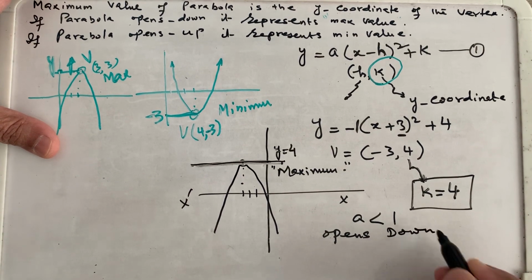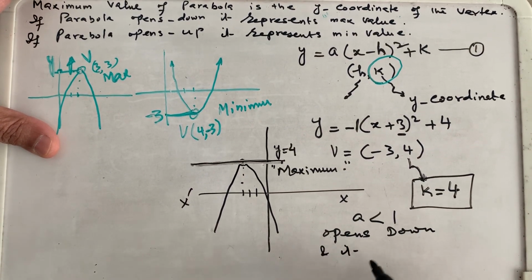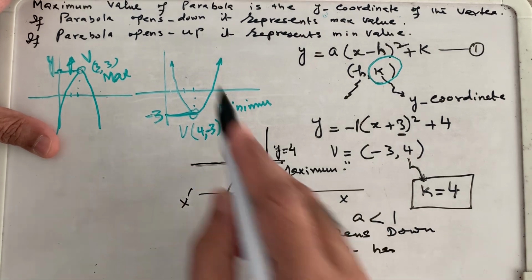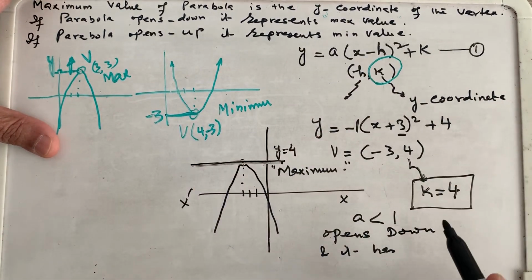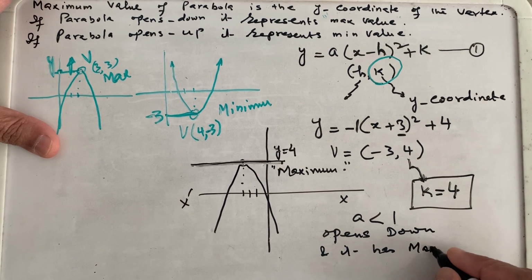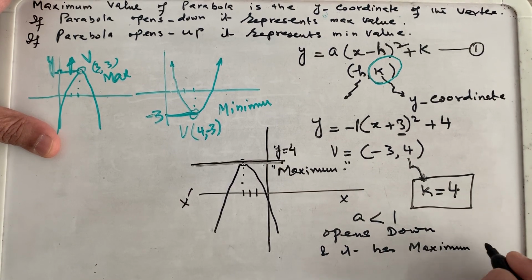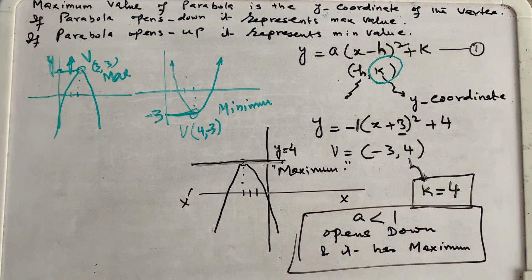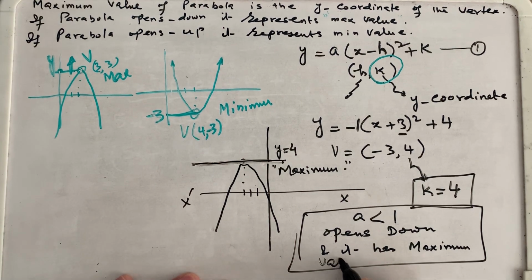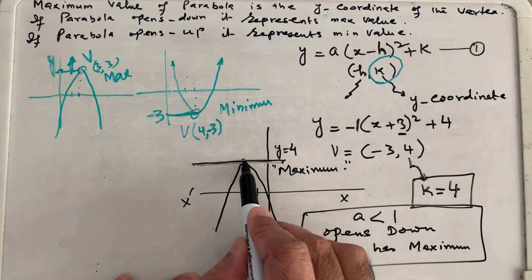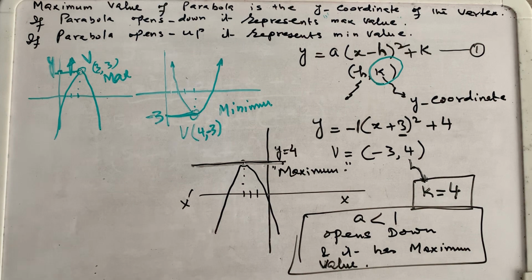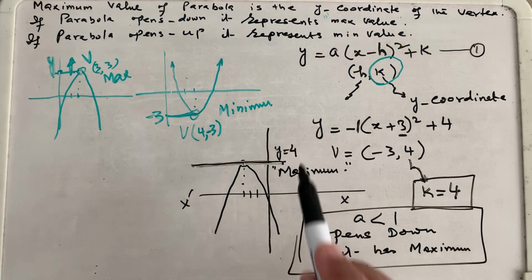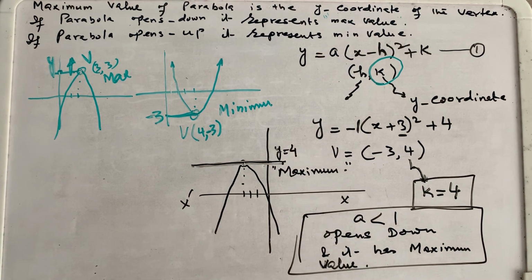parabola opens down, and if it opens down, it has maximum value. This is what we learn, right? So this is now the rule that if a is less than 1, the parabola opens down and it has maximum value, right? It has maximum value, and that maximum value represents the y coordinate, of course. It's not going beyond or past this value. Y is equals to 4 is the maximum up to which this parabola can go.